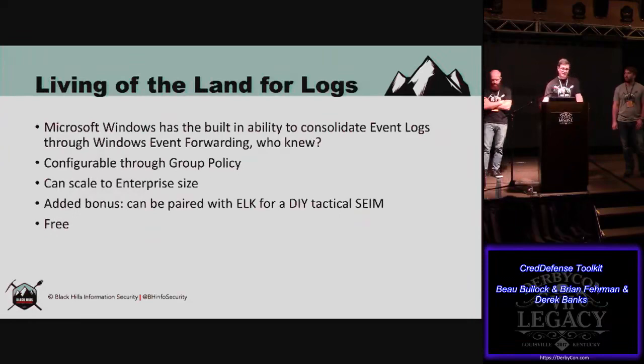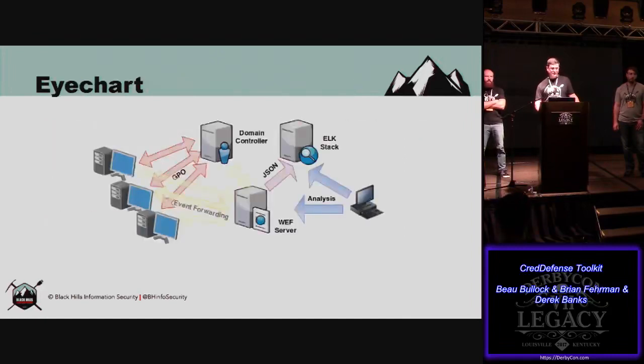So like I said, you can use Windows Event Forwarder and take all of your Windows endpoints and have them log specific events to a central location. You could do all, I don't recommend that, but log specific events to a central location, so then you can do analysis on that. From the Windows Event Forwarder, you can send it to something like ELK and make a DIY SIEM. And here's an eye chart for you of how this actually works.